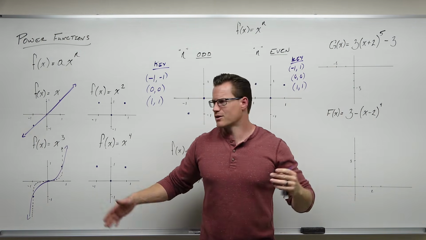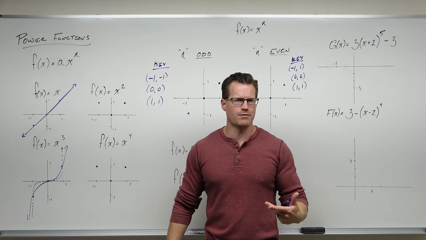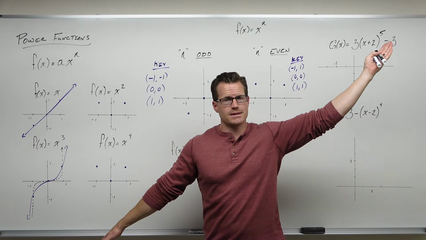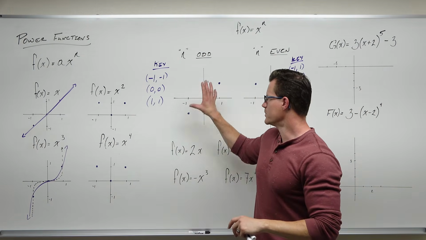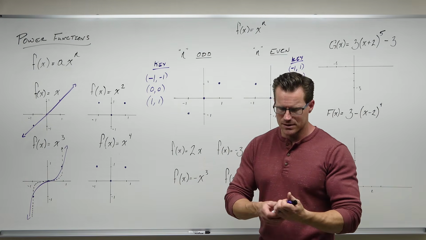7th power, very dramatic. 3rd power, not so much. 1st power, well, we kind of know how to graph those already. So that would just be a straight diagonal line. That's kind of easy. But they're all going to have those key points.